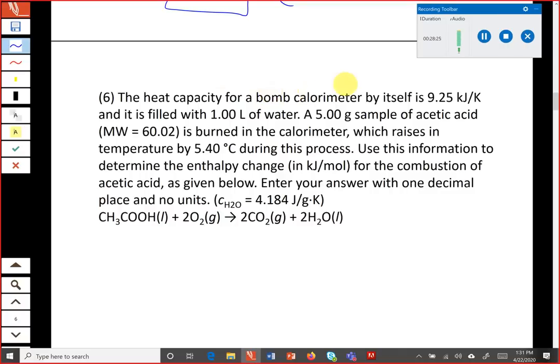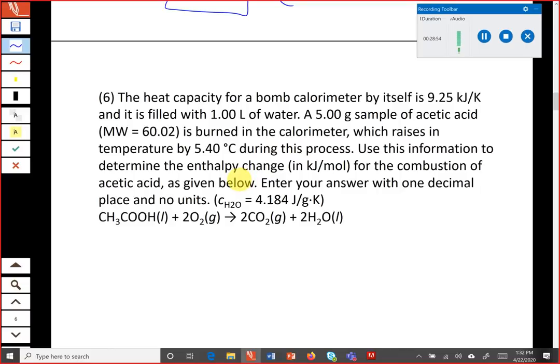So we have a bomb calorimeter with a heat capacity of 9.25 kilojoules per Kelvin, filled with 1 liter of water. We take a 5-gram sample of acetic acid and we burn it in the calorimeter. So most often we're doing combustion reactions in these, but not necessarily the case. And that raises the temperature by 5.40 degrees Celsius. We're going to use this information to determine the enthalpy change for the combustion of acetic acid, for 1 mole of acetic acid, as given below.